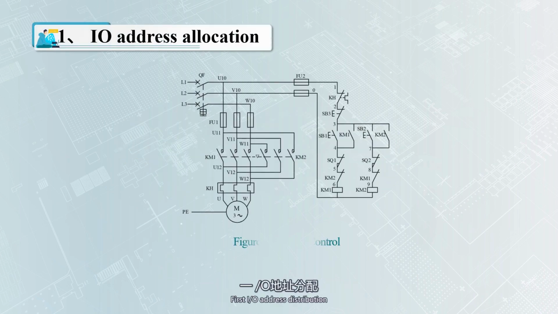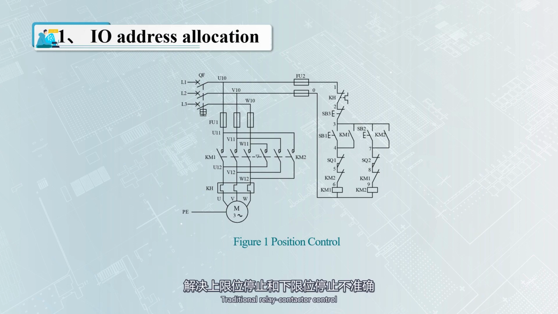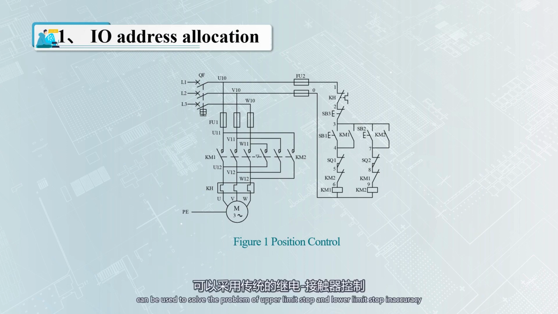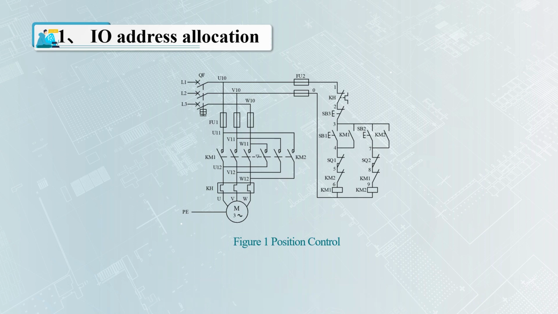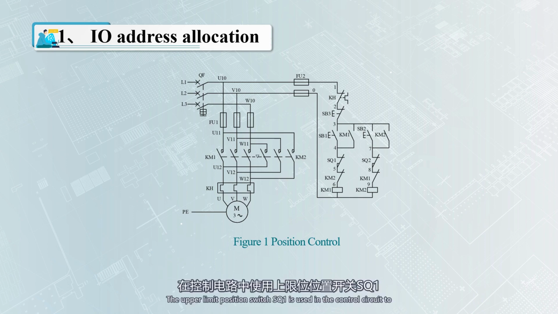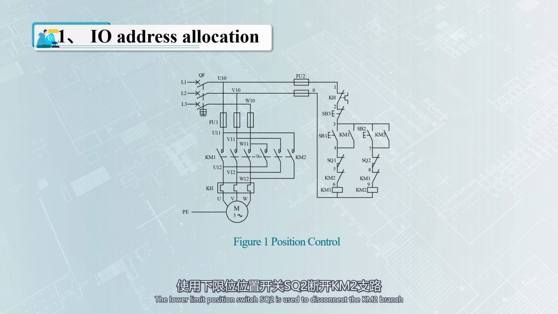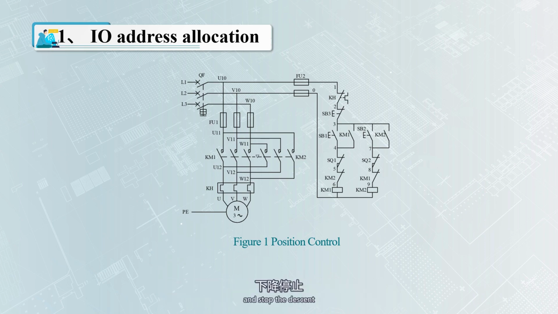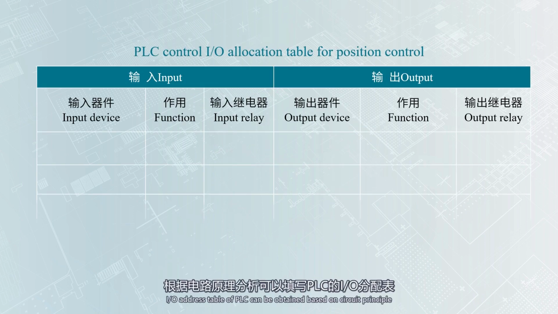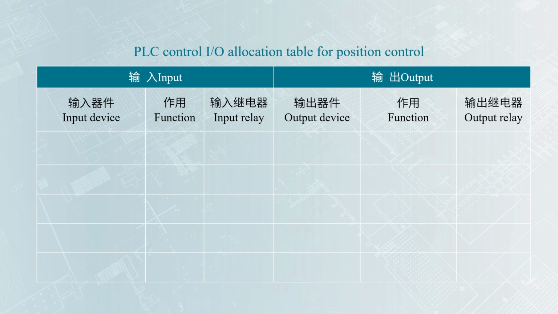First, I/O address distribution. Traditional relay contactor control can be used to solve the problem of inaccurate upper limit stop and lower limit stop. As shown in Figure 1, the upper limit position switch SQ1 is used in the control circuit to disconnect the KM1 branch and the rise stops. The lower limit position switch SQ2 is used to disconnect the KM2 branch and stop the descent. This is called position control. The I/O address table of the PLC can be obtained based on the circuit principle.